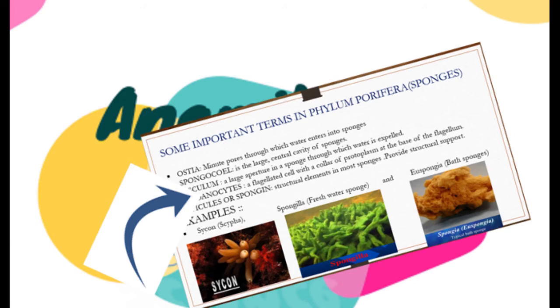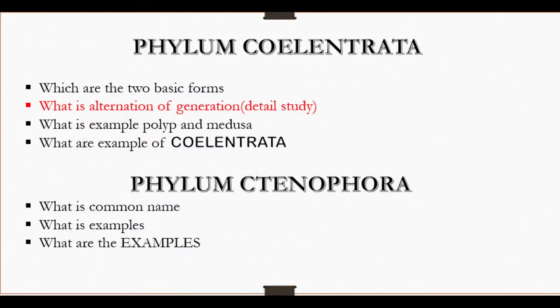It is very important. Next one is from phylum Coelenterata. The mostly asked question is which are the two basic forms. The next question would be alternation of generation, which is frequently asked. Then you may be asked to explain alternation of generation in detail, what are the examples for polyp, and what is the example for medusa. You should compulsorily study the examples of Coelenterata, that is Physalia, Adamsia, Pennatula, Gorgonia and Meandrina, because it can be asked as a match the following question or in one word.